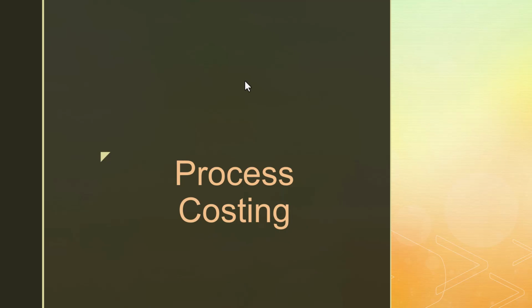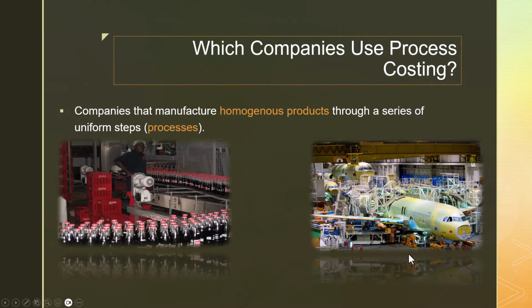In this video, we're going to talk about process costing. This is the costing system that is used by the vast majority of manufacturers. Process costing is used by companies that make what they call homogeneous products. So they mass produce a good where any two items of that particular nature are exactly the same.